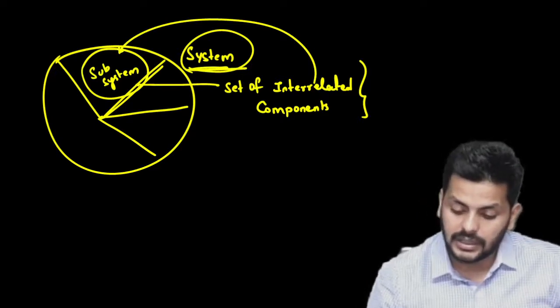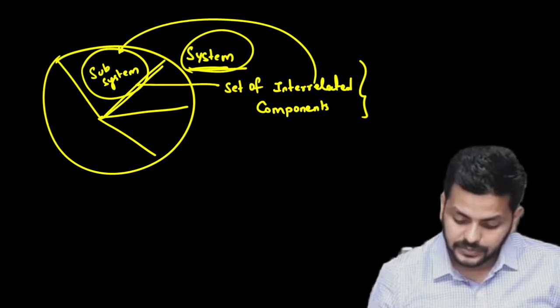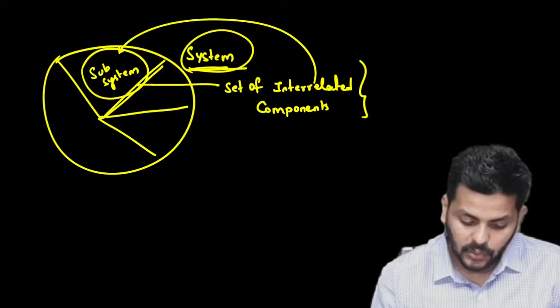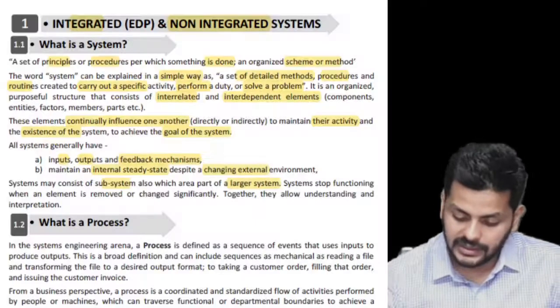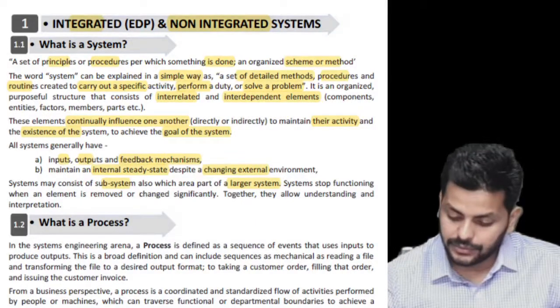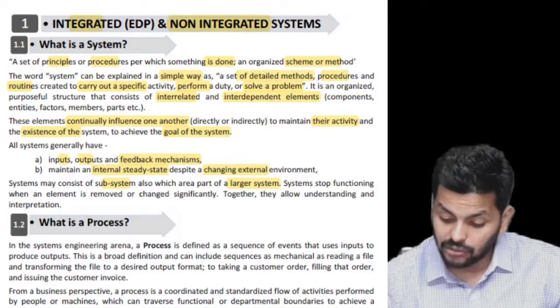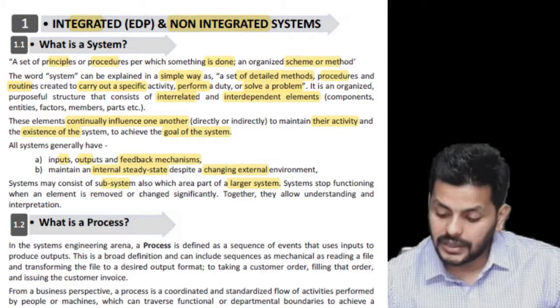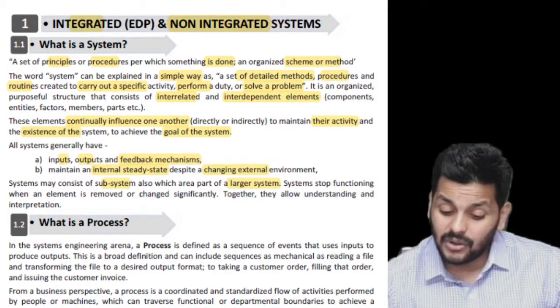Now comes the other interesting part that we have to understand, which is about what a process is. Let's go with that. Second part: what is a process? Okay, I think the last line also has to be read. Systems stop functioning when an element is removed or changed significantly.